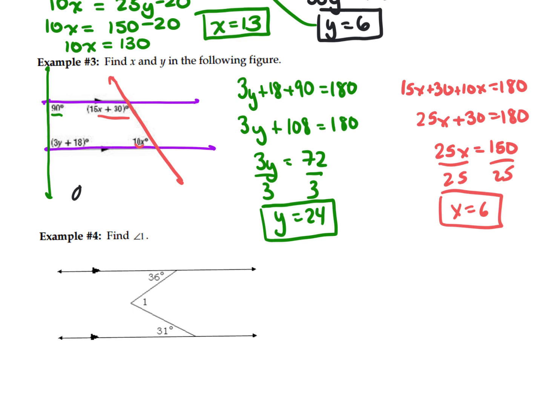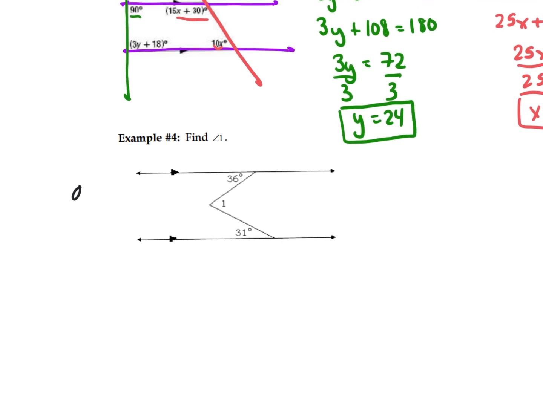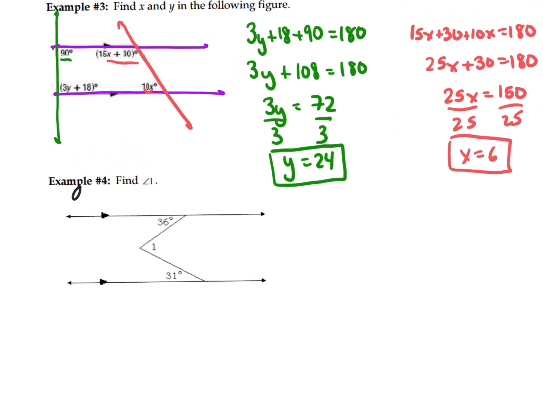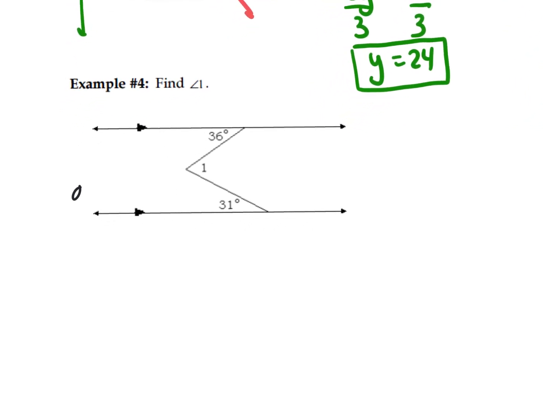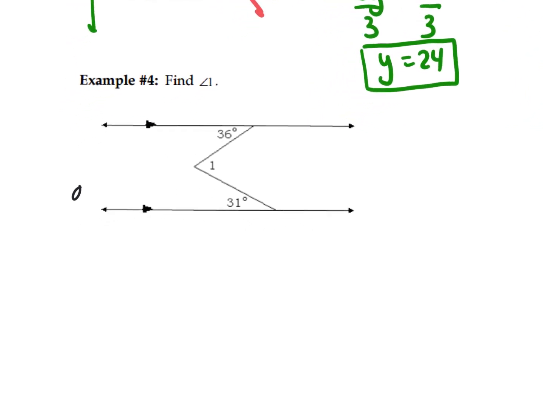Now this last one's kind of an interesting one because we don't really have a true transversal. We have two parallel lines, obviously, and then we have these angles just kind of sitting there. So let's go ahead and see how we could deal with this one. What I would probably do is extend this line like this. And so now I have a parallel line with this transversal, we'll call it T.